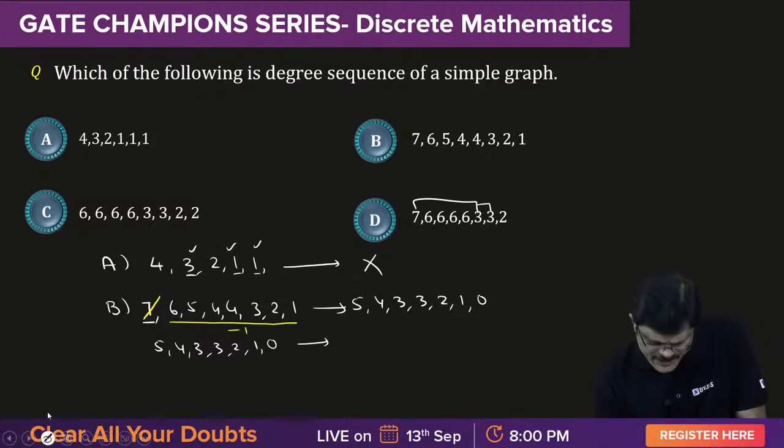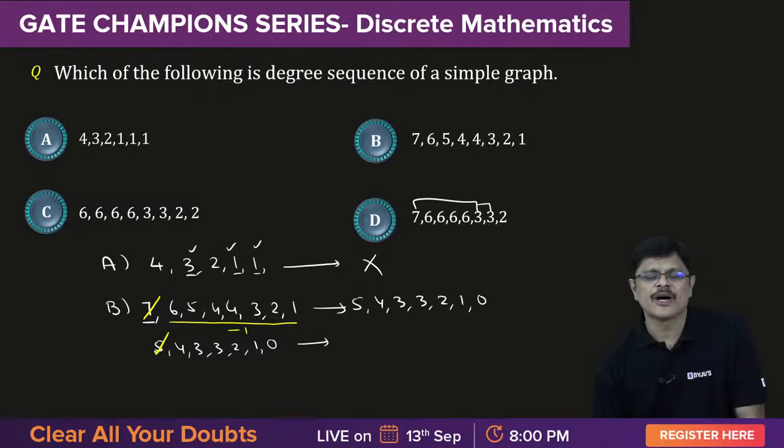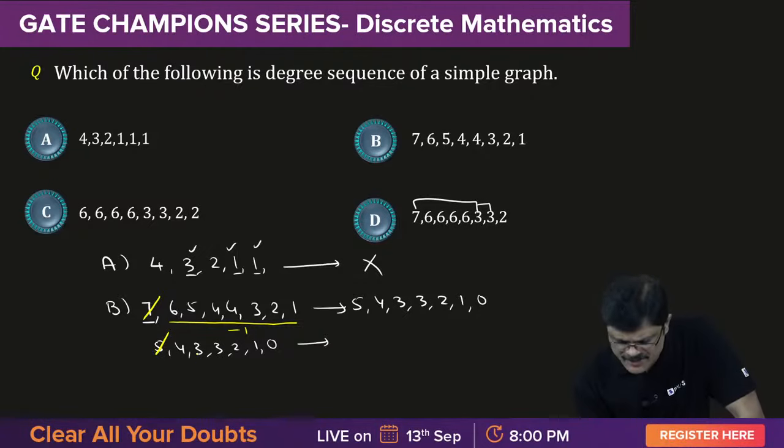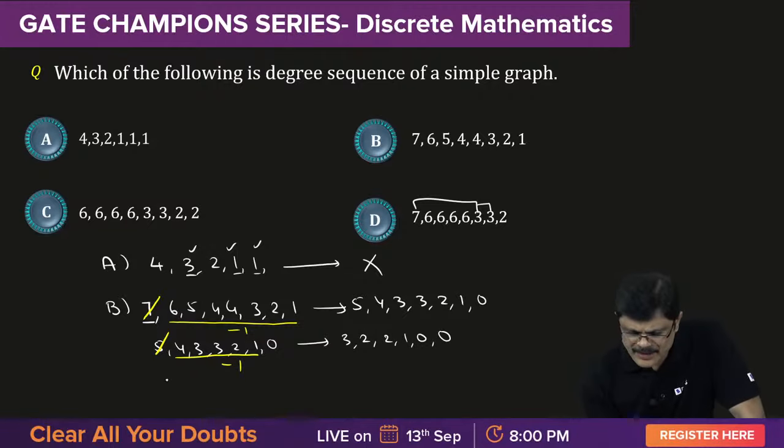Now the highest degree vertex is 5. From the next 5 you subtract 1: 1, 2, 3, 4, 5. Then it is 3, 2, 2, 1, 0 and this 0 as it is. Next, again rearrange it. Luckily no need of rearranging, it is already in the correct order.